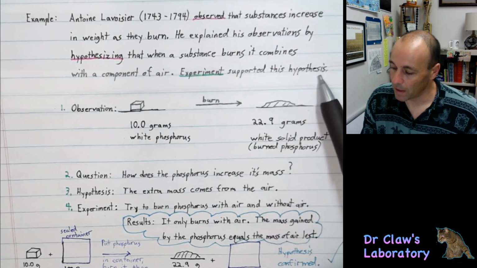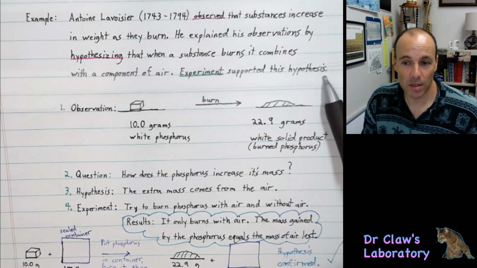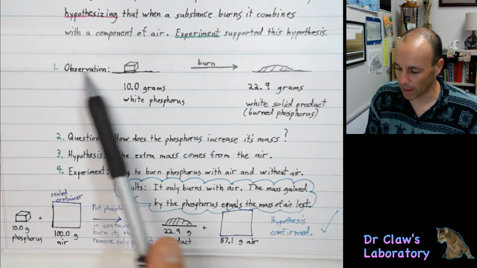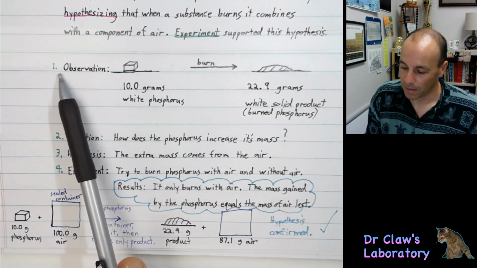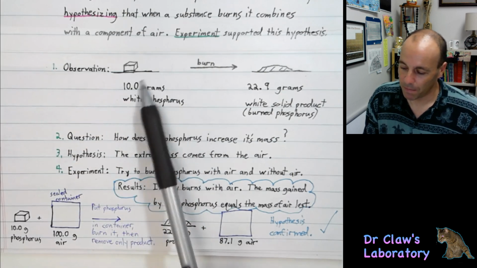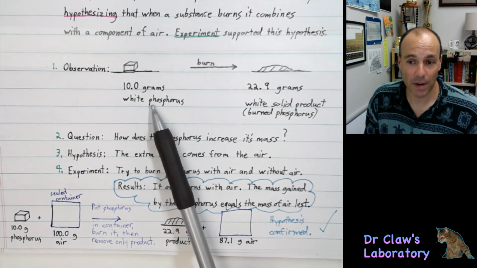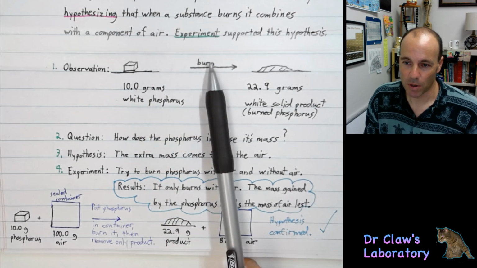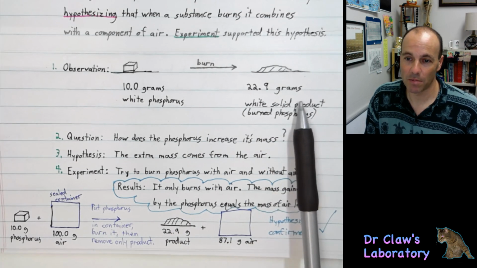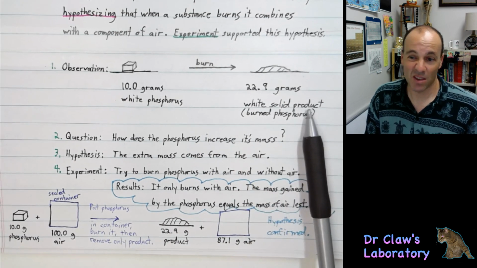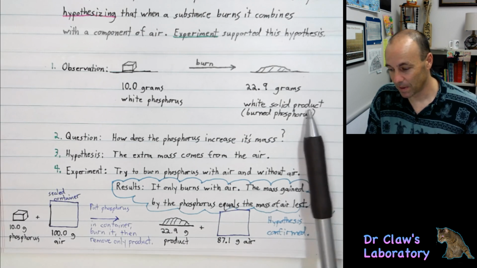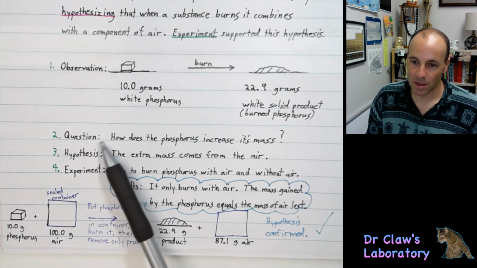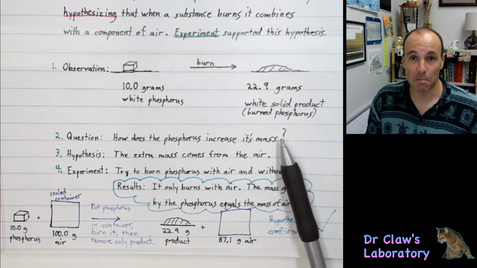And further, the experiments that he performed supported this hypothesis. So you can imagine him doing the experiment like this, or this is how it happened. First, suppose he tried burning 10 grams of white phosphorus, a little chunk of white phosphorus. You start with 10 grams, you burn it, and then you have 22.9 grams of white solid ash product afterwards. So this is your burned phosphorus. And his question is, how does the phosphorus increase its mass?